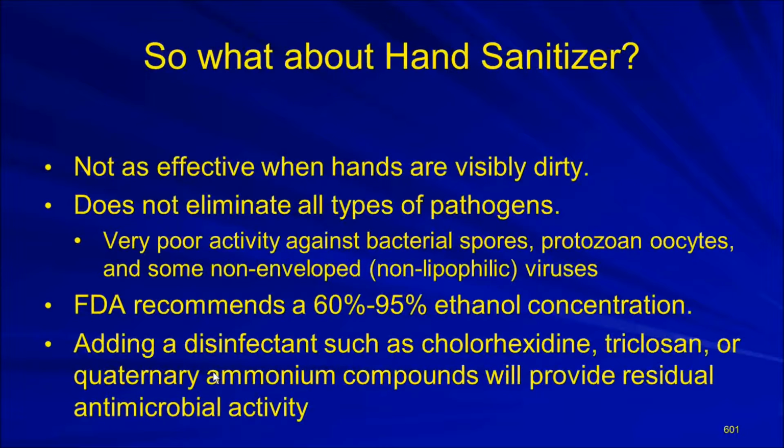Another thing is that adding a disinfectant such as chlorhexidine, triclosan, or a quaternary ammonium compound will provide residual antimicrobial activity. And what this simply means is that you add these other chemicals, such as chlorhexidine and triclosan, and it'll provide additional benefit to you because they'll coat your hands and they'll provide antimicrobial activity long after the alcohol has done its job.